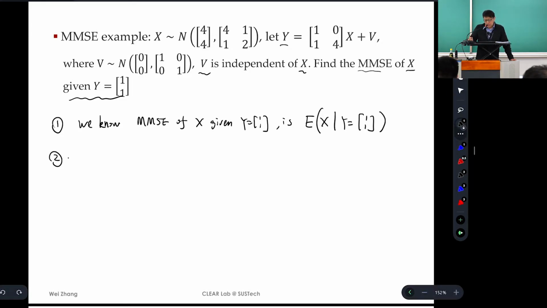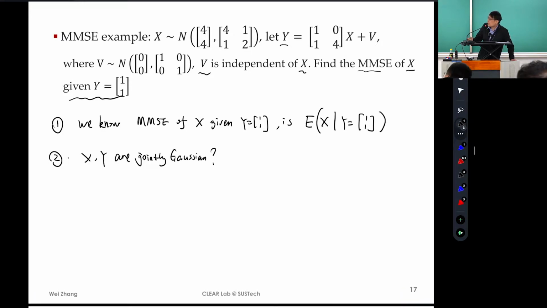Now the second step is, okay, how do we know how to compute this? First of all, you need to know the density of X given Y, right? It's typically hard, but in this case, we will try whether they are Gaussian or not, okay? The first question I will ask you, Y and X are jointly Gaussian? I'm asking you, okay? I'm not stating this fact. It's a question mark. Are they jointly Gaussian?